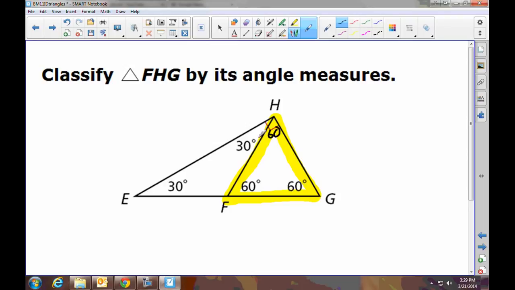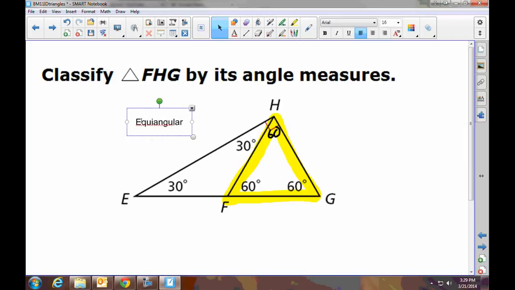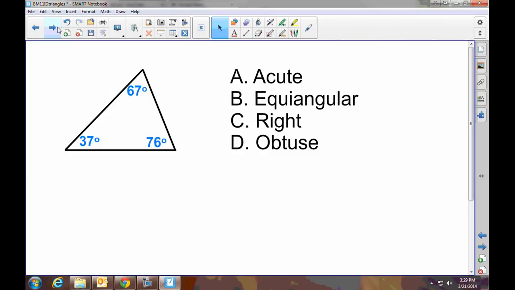What kind of triangle has 60, 60, and 60? That's right, that is an equiangular triangle. Okay, let's look at a couple more. Check out all three angles, decide your answer, and then I'll put the right answer.